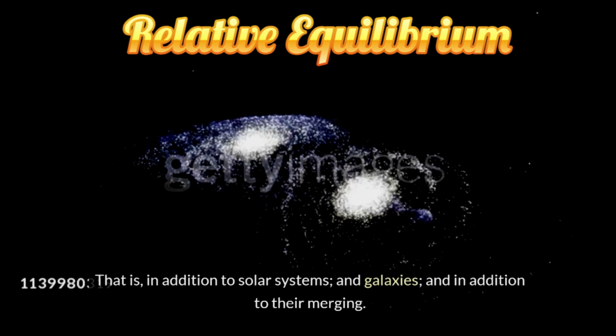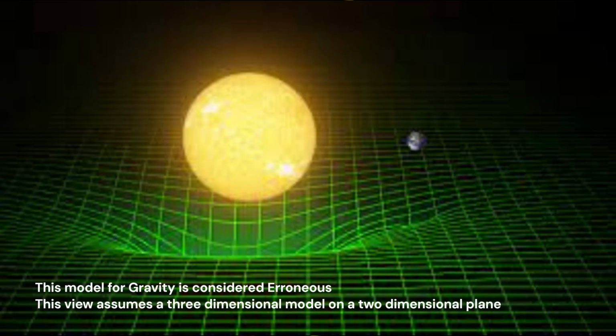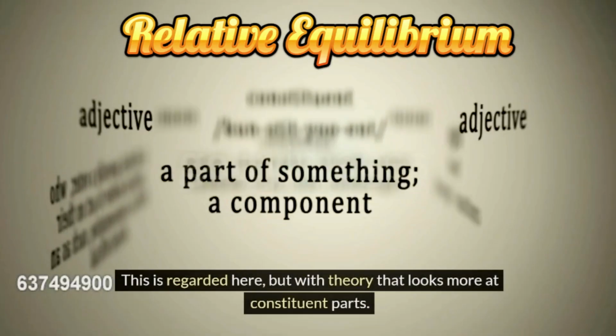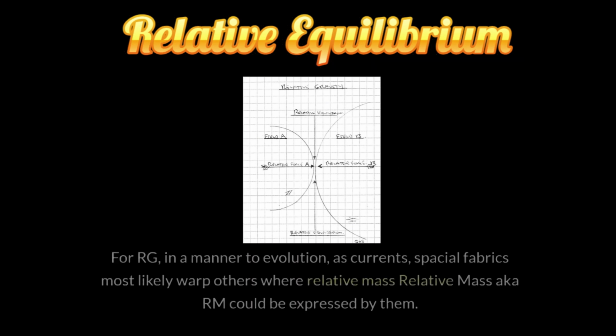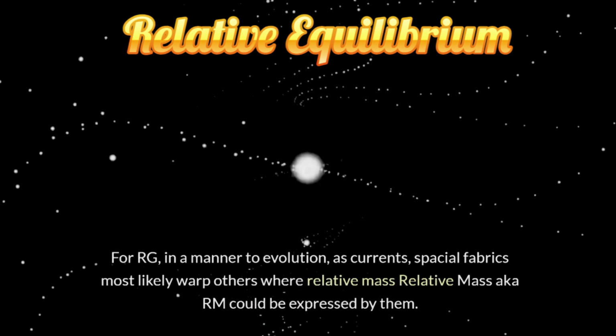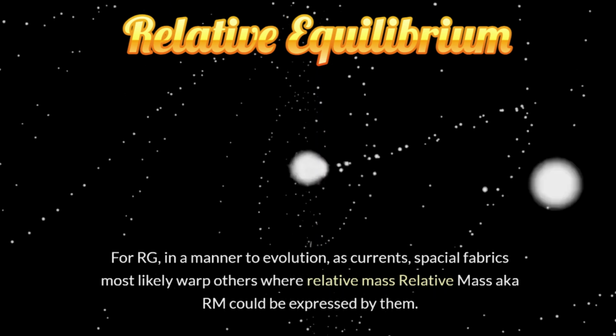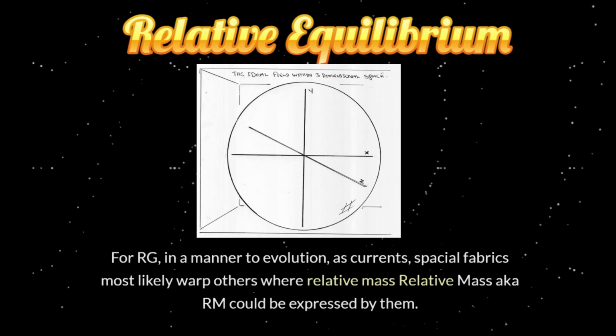The reasoning for spatial fabrics is seen somewhat different than Einstein's view. Einstein's fabrics are interpreted here as being warped by heavenly bodies. This is regarded here, but with theory that looks more at constituent parts. For Rg, in a manner of evolution, as currents, spatial fabrics most likely warp others where relative mass, aka Rm, could be expressed by them. This is described later as uniform relative force, or URF.